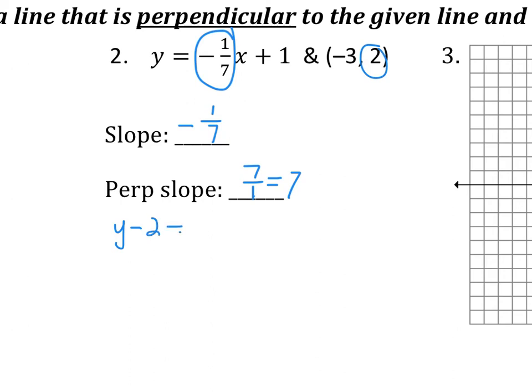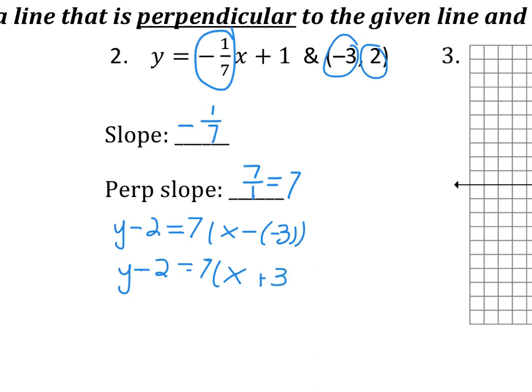equal to, copy down your slope is 7, and then in parentheses put x minus your x value, which is negative 3 up here, so x minus negative 3, and then you should be able to simplify that. So the left side will stay the same, y minus 2 is equal to 7, and then what you should be able to simplify is what's in parentheses. So saying x minus negative 3, probably better to just say x plus 3 there. And here would be the equation for your line.